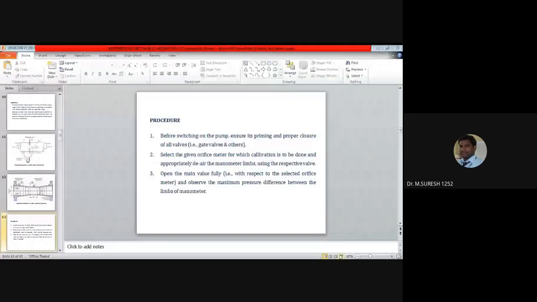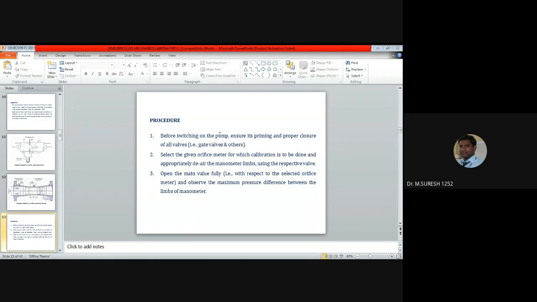So for this procedure, can you see this presentation? The procedure is showing on the slide. This is the procedure for how to take readings. The step by step is given.